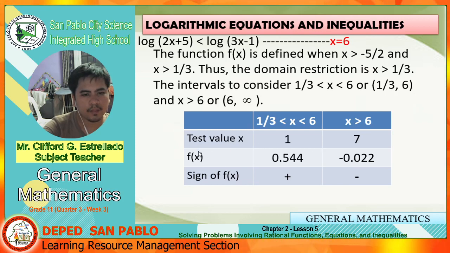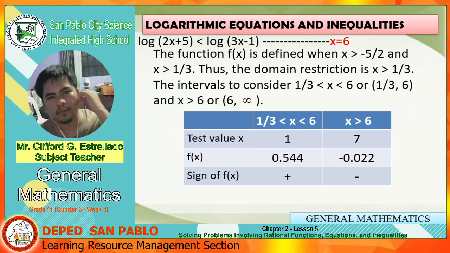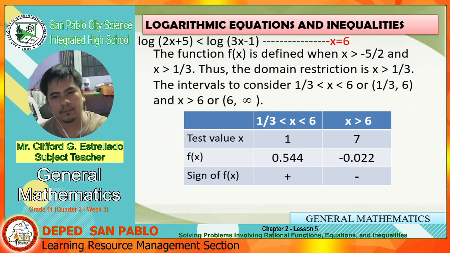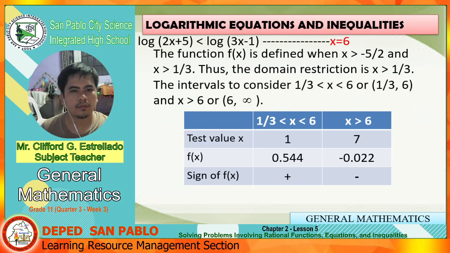Then, get the value of f of x. Okay, get the value of f of x. So, paano kukunin yan? Ang ating f of x. So, isosolve lang. Logarithm of 2 times 1 plus 5 is less than, say, logarithm of 3 times 1, okay, minus 1.